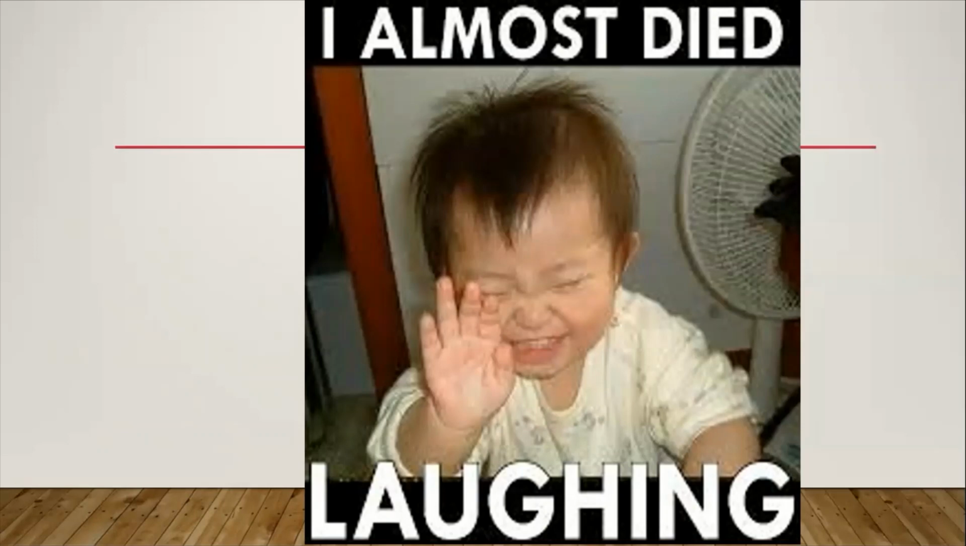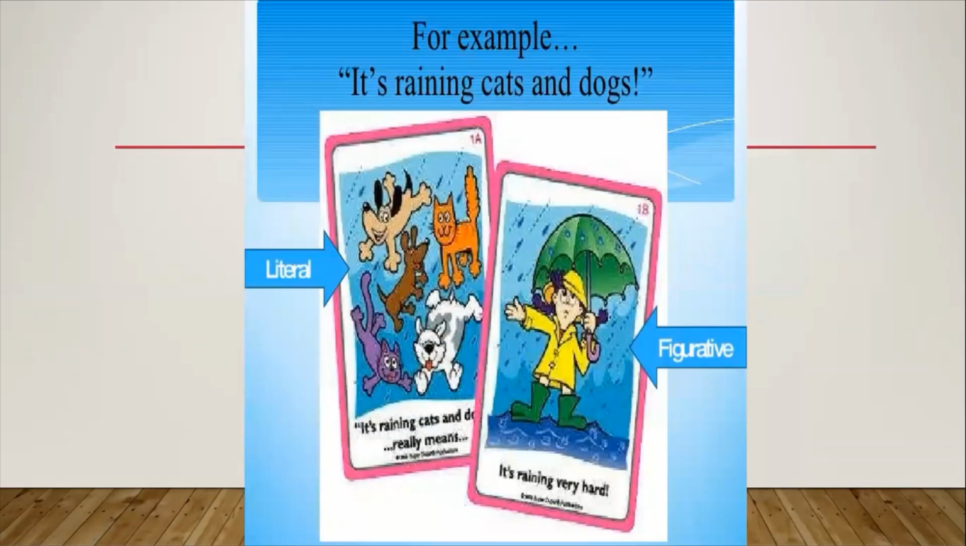So in the literal meaning, if you take it as the words are, I almost died laughing, do you really think people literally die laughing? No, right? But it's just the way of telling that it was very funny. When the joke is very funny, you say, I almost died laughing listening to that joke. So it's just the way of presenting it. It's not the literal meaning. Next example.